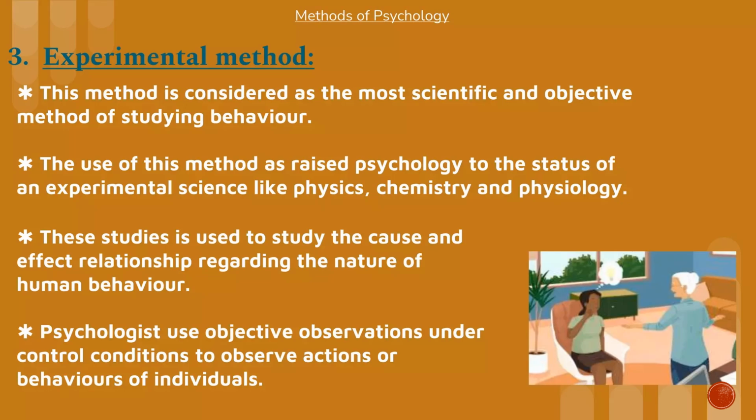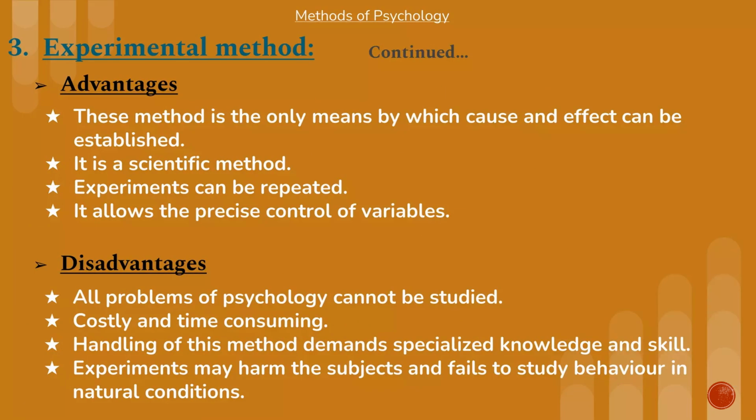The examples I have given are classical conditioning and operant conditioning, if you know about these. And if you don't know about classical conditioning and operant conditioning, you will come across them in your next few lectures. So the advantages are, this method is the only means by which cause and effect can be established. It is a scientific method. Experiments can be repeated. So repetition can be observed in the experimental method, which cannot be observed in the observational method. It allows precise control of variables. So in the instrument, you can precisely set things to observe the behavior of the person.